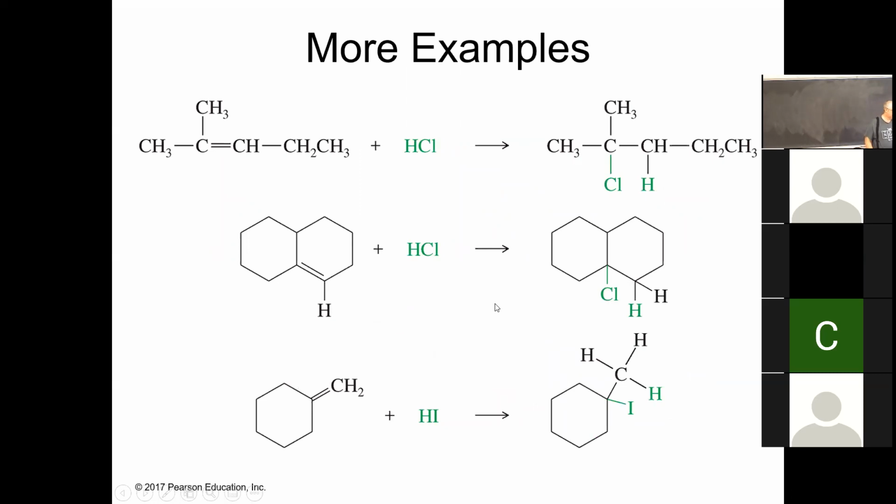Okay, here are a few more examples. This is similar to what we had before with HBr. Hydrogen would go to carbon number 3, chlorine would go to carbon number 2. With this bicyclic compound, this position is richer in hydrogen, so that would get the hydrogen. The other site would get the chlorine. Same way with this. CH2 gets the hydrogen. The one position on the ring gets the iodine.